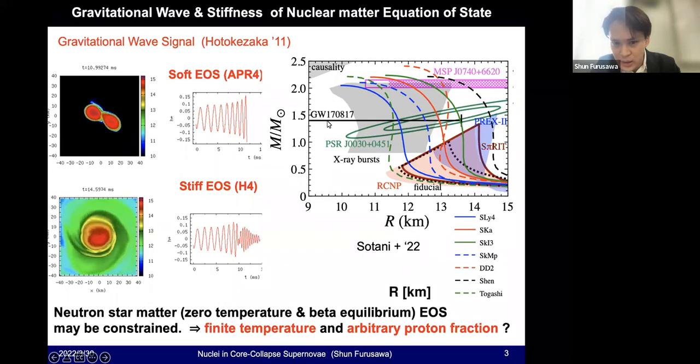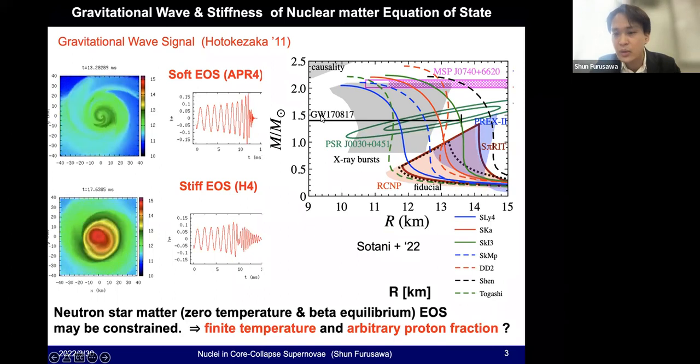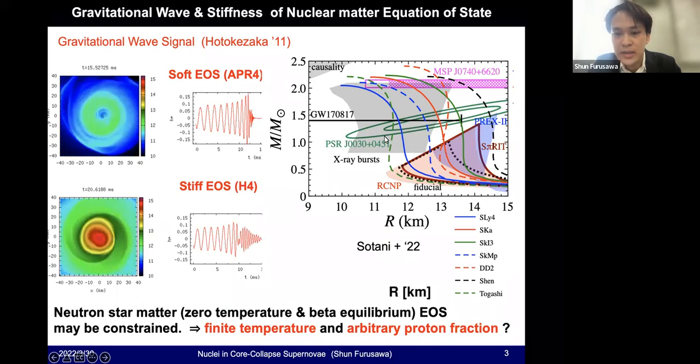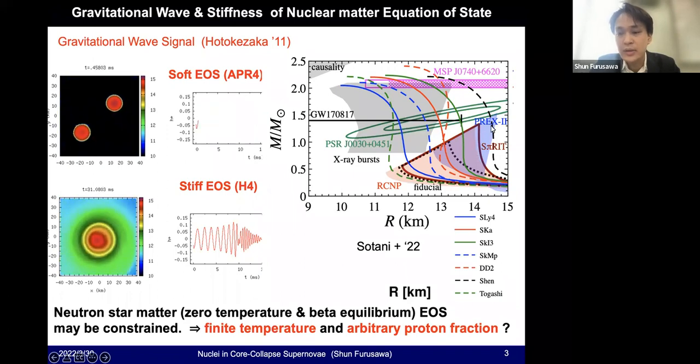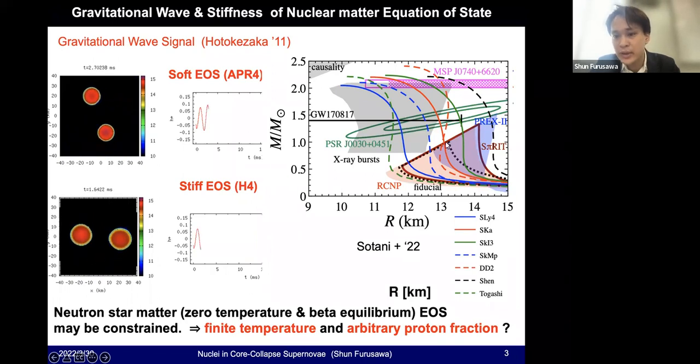This black line shows the constraint from GW170817. X-ray observations also constrain it. So for the neutron star equation of state, basically the high density part is constrained by neutron star observations. And terrestrial experiments on nuclei also constrain the equation of state at the low density part.